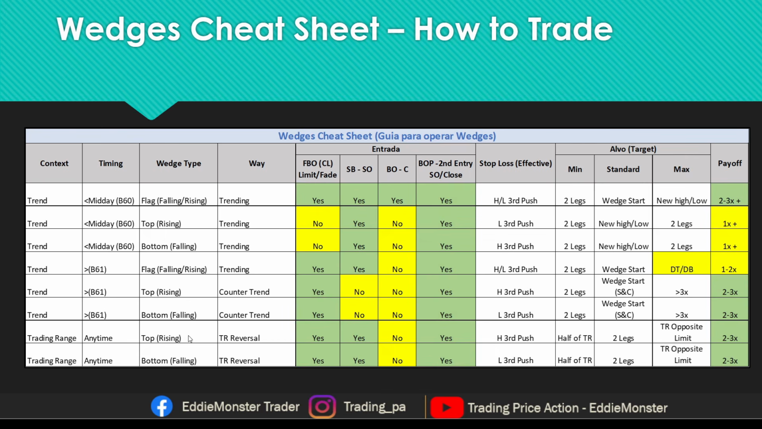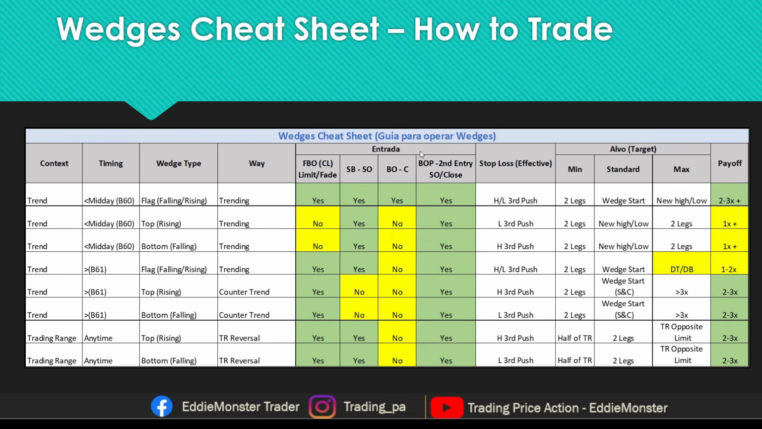Trending range, its top is rising, it's a reversal. So trending reversal, and bottom is a trending reversal. So we have a good edge in the trending reversal. It's counter trend, we can say that, but it's a trending range. So we might trust on the reversal coming from a wedge top or a wedge bottom.